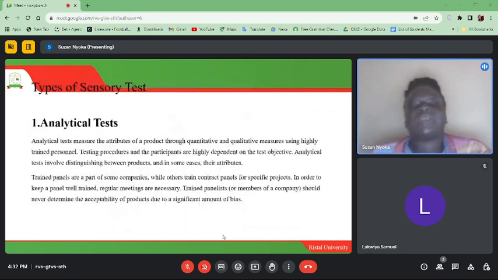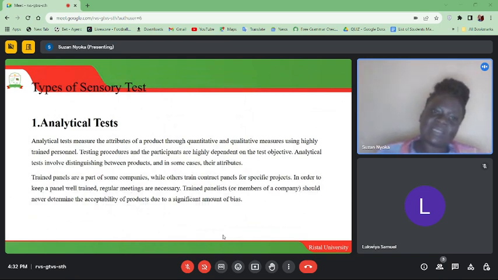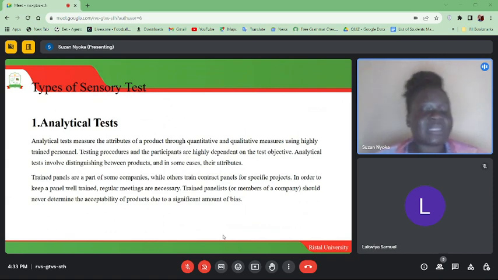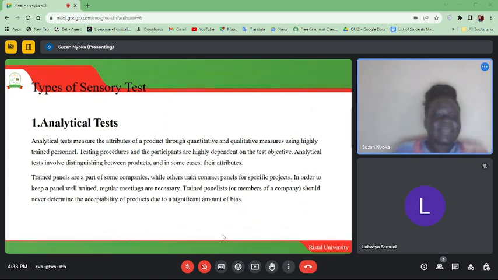And then the types of sensory tests. One, we said we have the analytical tests. The analytical test measures the attributes of the products through quantitative and qualitative measures using highly trained personnel. We know quantitative is where you use numbers to give value or differences to a product. And qualitative, of course, is where you use descriptive words to talk about your likeness or the differences in a product.